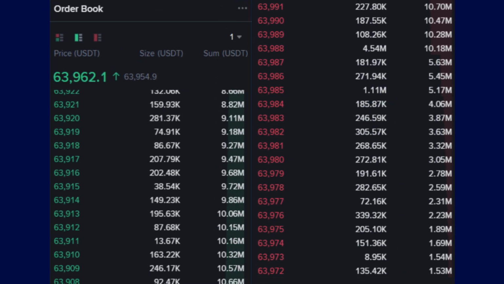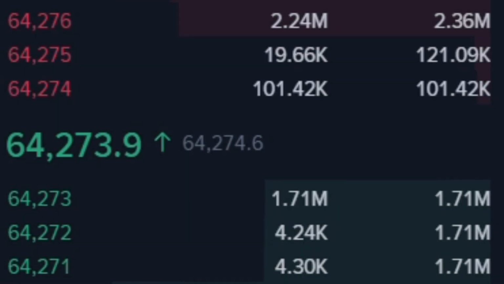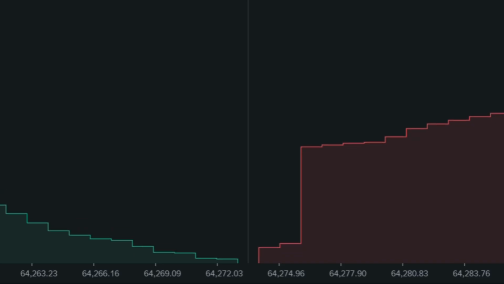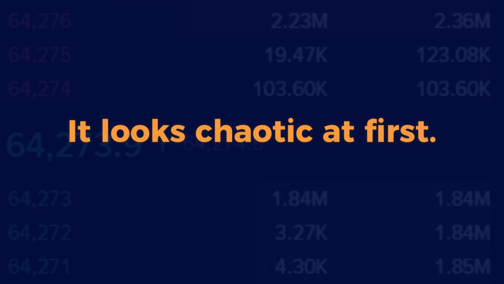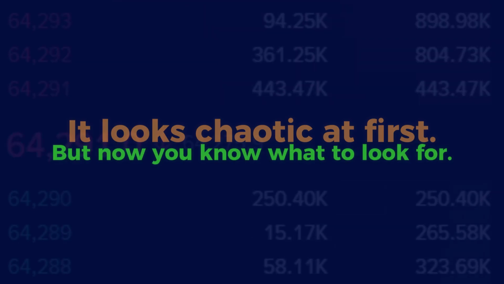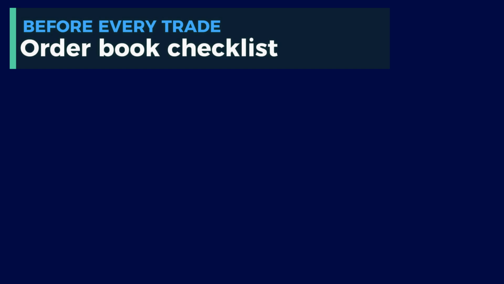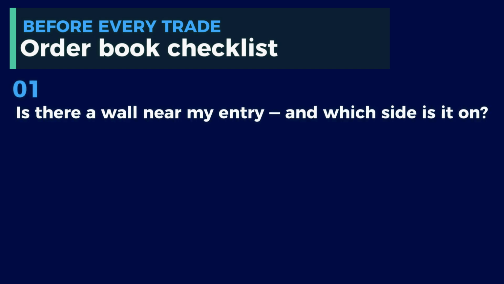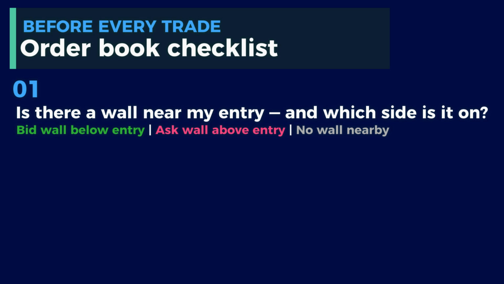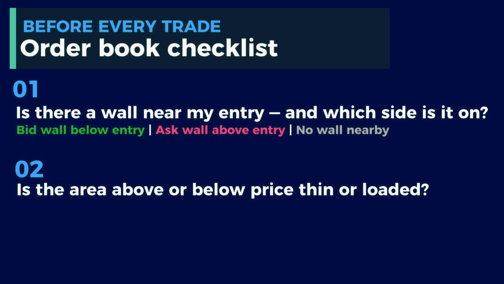Now here's what this looks like live. Numbers moving, orders filling, walls shifting. It looks chaotic at first, but now you know what to look for. So before you enter any trade, check two things in the order book. Is there a wall near your entry, and which side is it on? Is the area above or below price thin or loaded with orders?